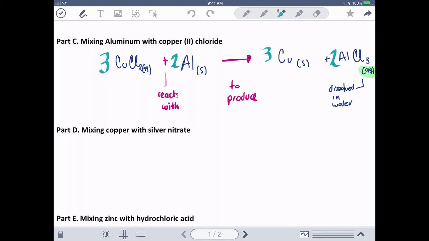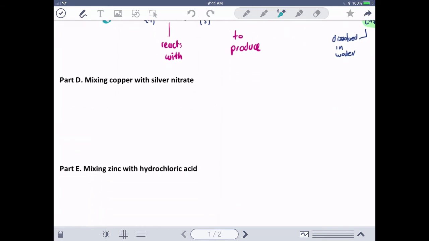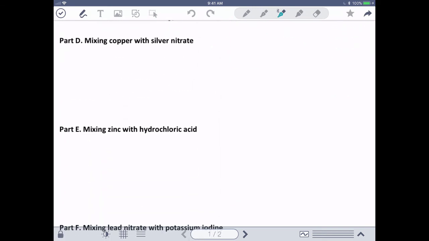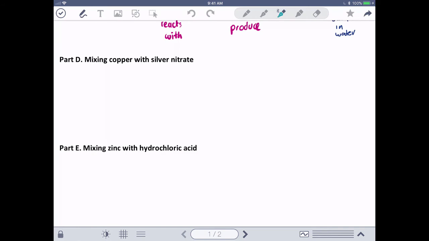So this is just the right way to write the chemical equation, but we will later on learn how to do this. Now focus just on these physical changes, on these physical characteristics of the chemical changes. Now the next thing we want to do is mixing copper with silver nitrate.